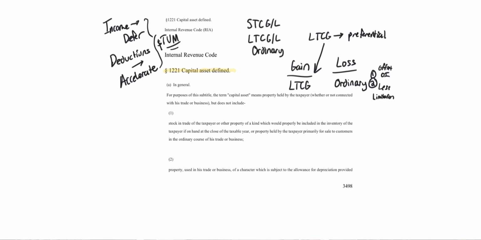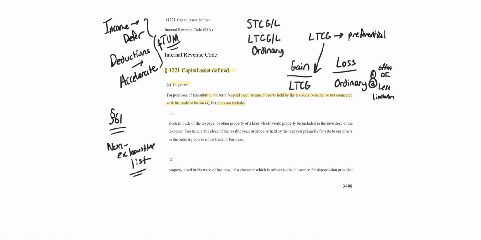Now, the main reason I actually brought up section 1221 is, remember section 61? We had that non-exhaustive list of 14 items we talked about, right? With wages and rents and discharge of indebtedness and all these different things. Well, 1221 does something as well, but does it a little bit differently. In general, for purposes of this subtitle, so the entire subtitle, the term capital asset means property held by the taxpayer, but does not include.